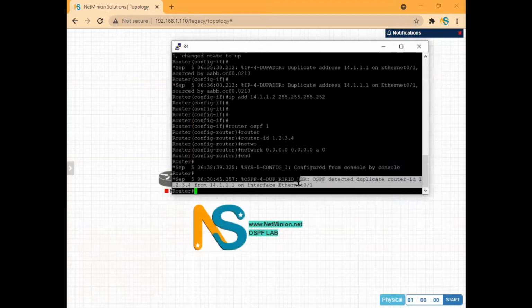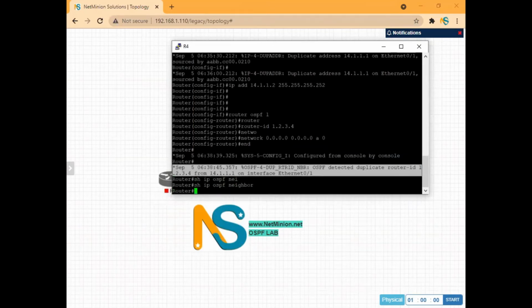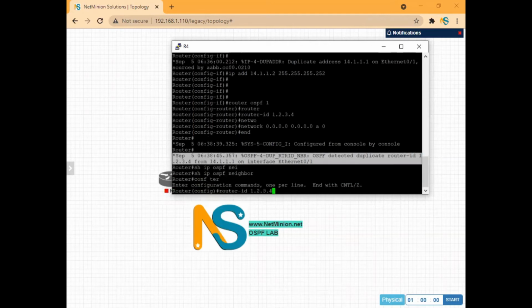And the error comes up over here. If you check show ip ospf neighbor, there is no neighborship created yet, but you can see the error coming up that the router ID is duplicate. I think there should not be any question so far. If there is, do let me know. If not, let me correct it and maybe ask another question from you guys.